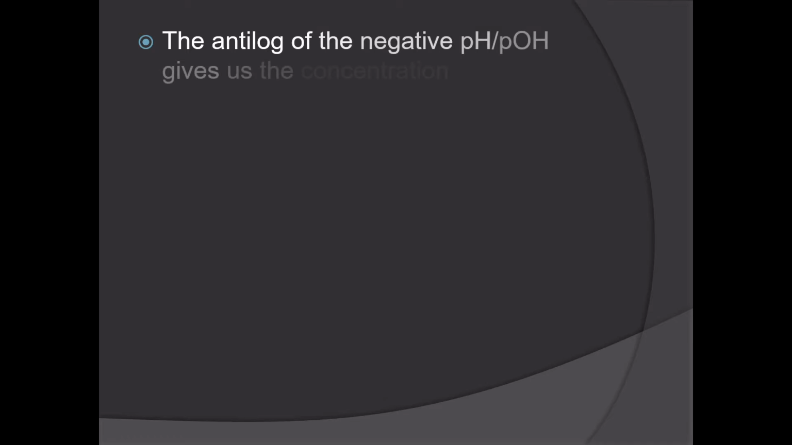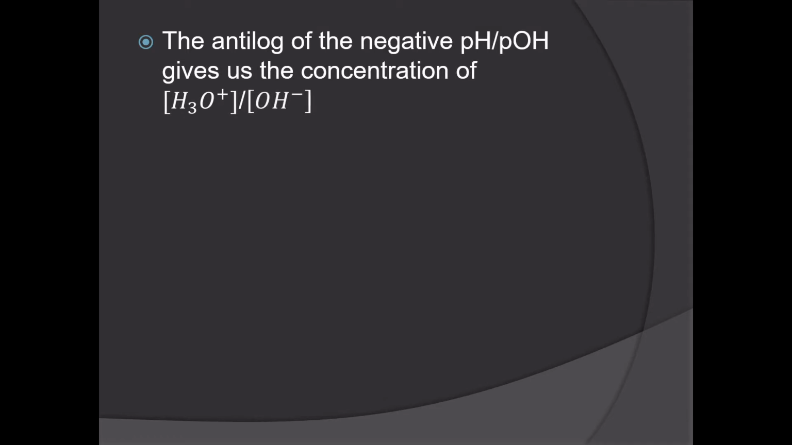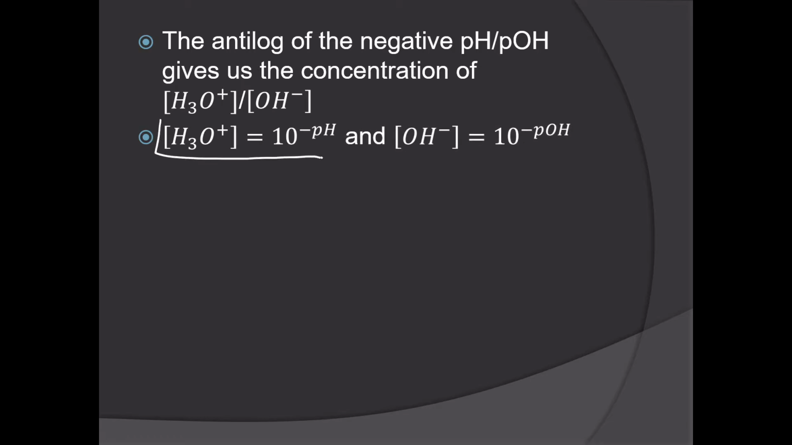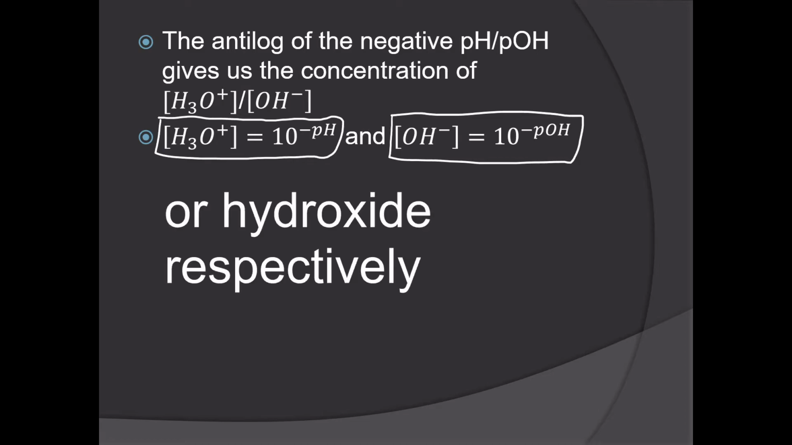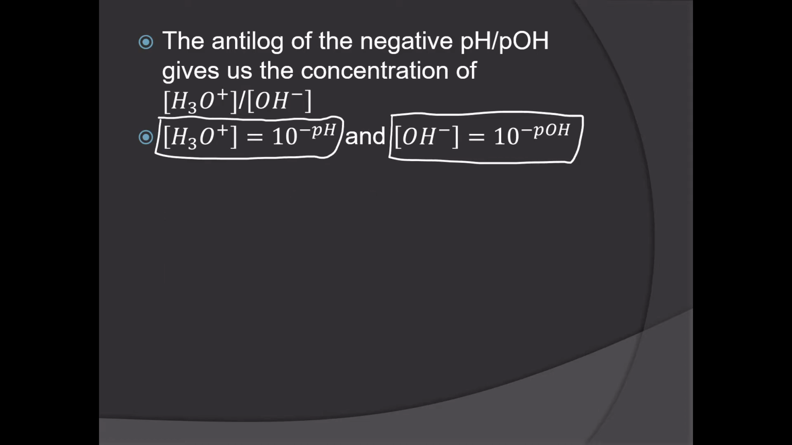Well, the antilog, as I mentioned earlier, of the negative pH or pOH will give us the concentration of hydronium and hydroxide respectively. So if I take the antilog of the negative pH, and this is important, negative pH, not positive pH, I will get the concentration of hydronium. Which is really interesting. Well, it's not really that interesting. It's just basically a mathematical trick, I guess.